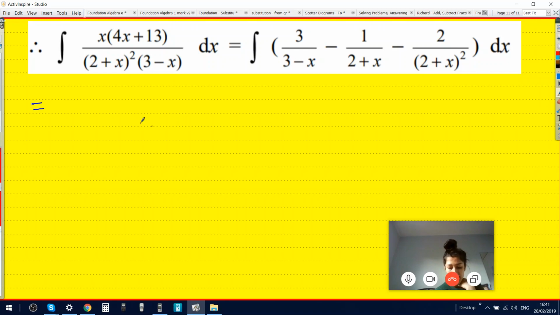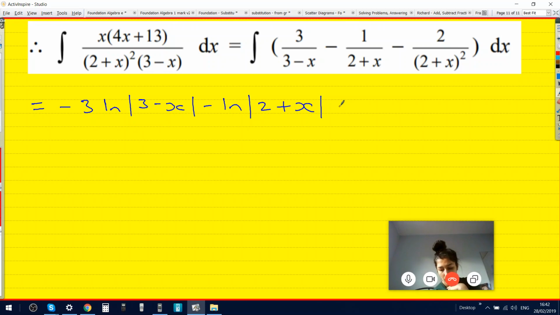Okay, so 3 over 3 minus x gives you 3 ln, oh no, minus 3 ln modulus 3 minus x. And then you get minus ln 2 plus x. Well, I have no idea. 3 ln 3 minus x. Yeah. And then you do the same as we did before. So 2 is the same as 2 plus x to the power of minus 2. So you get minus 2 plus x to the power of minus 1. Oh, that's a plus. Plus 2 plus x to the power of minus 1. That's it. Any questions there?